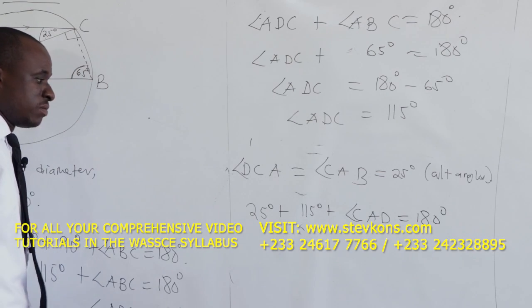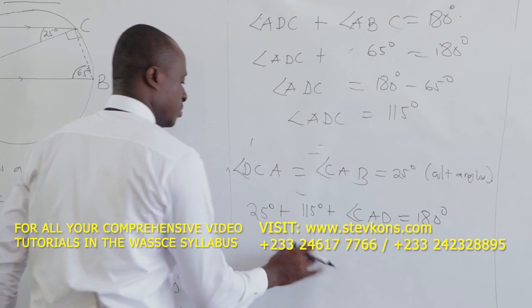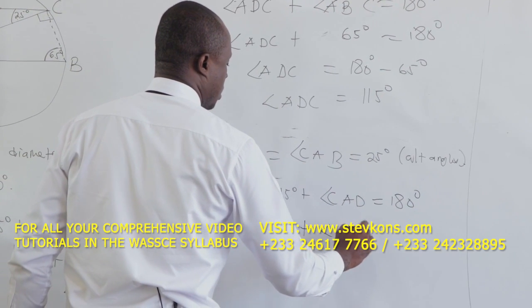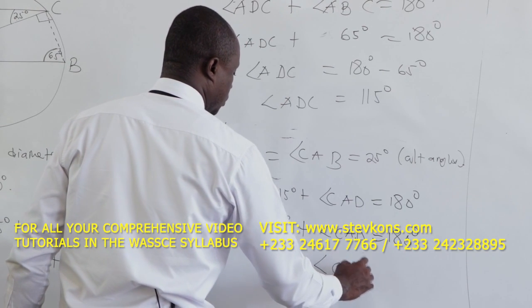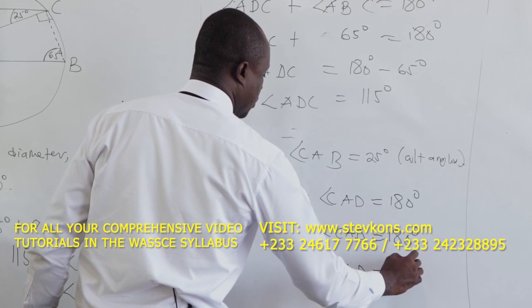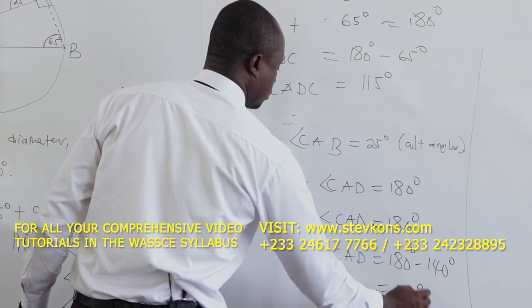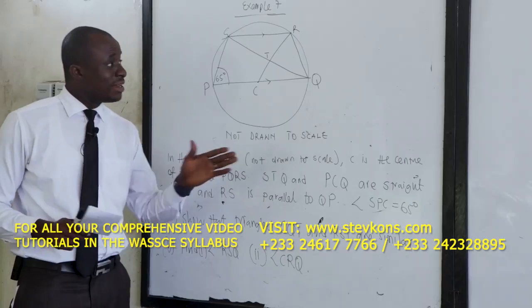Equal to 180 degrees. Now let's add this 5 to this. That's 120. So we have 140. So 140 degrees plus CAD equal to 180 degrees. CAD equal to 180 degrees minus 140 degrees. And this is equal to 40 degrees.